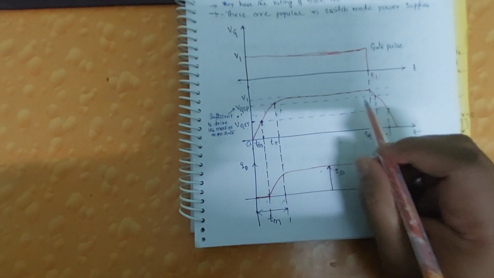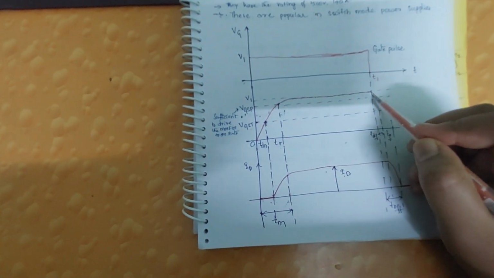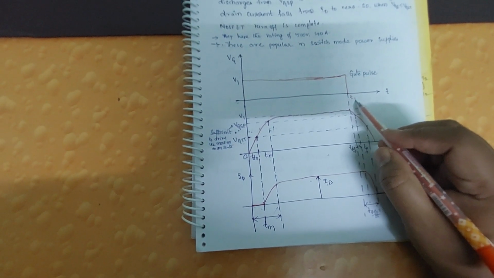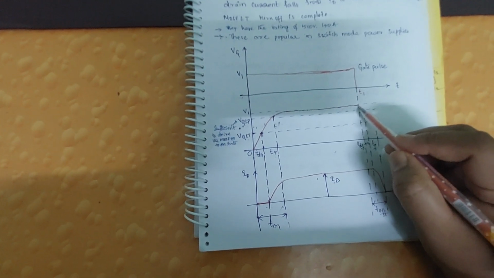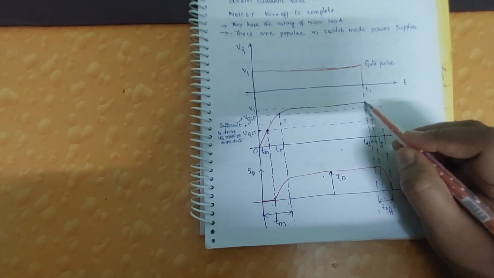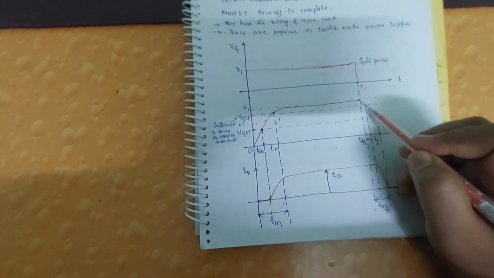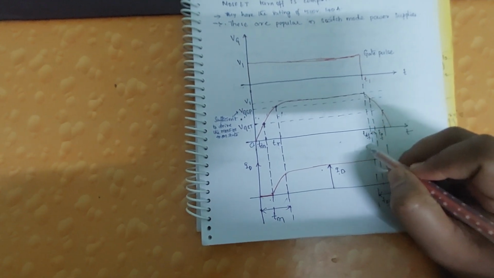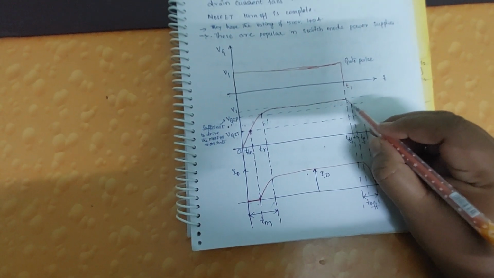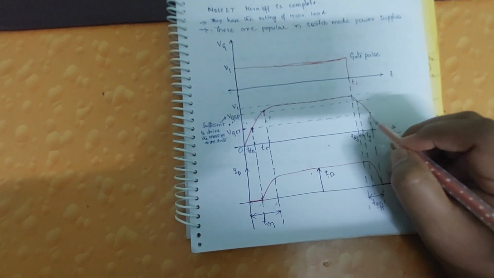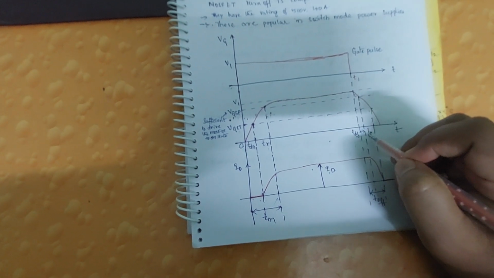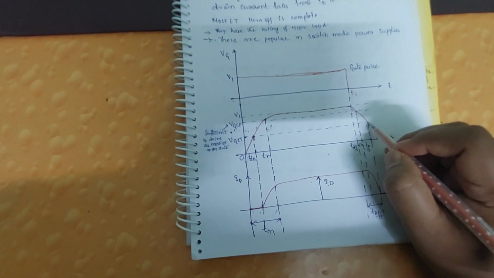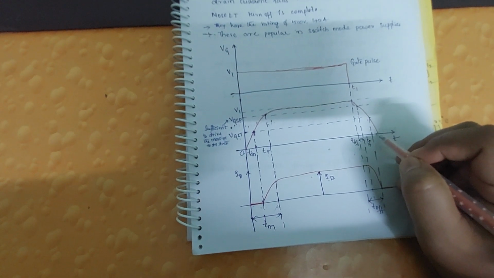See here. After this T1 pulse, we try to turn off the device. When we remove the gate pulse, it slowly starts discharging. When the voltage falls from V1, the maximum value, to VGSP, that is the turn off delay time, and when it goes from VGSP to VGST, it is called the turn off fall time TF. After reaching this point, it slowly goes down to 0.